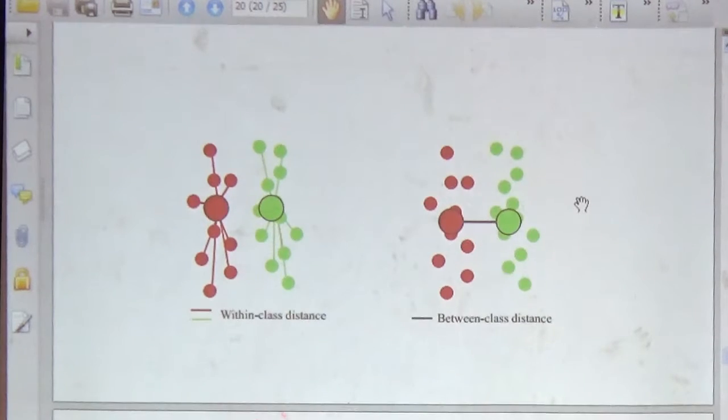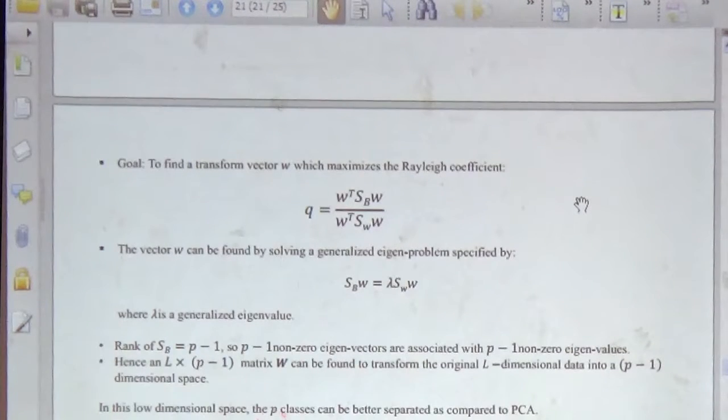And what I want to do is project the data in such a manner that the between class separation is higher and within class separation is lower. That means I am maximizing the ratio of between class distance to the within class distance. So if I maximize this ratio, then I will be able to project data such that discrimination among classes is preserved. That is the extra thing that I do over PCA.